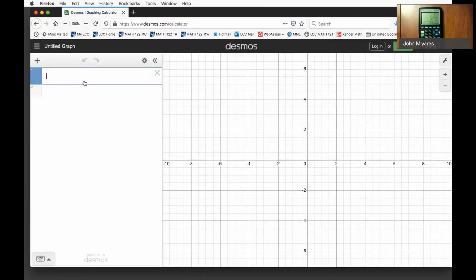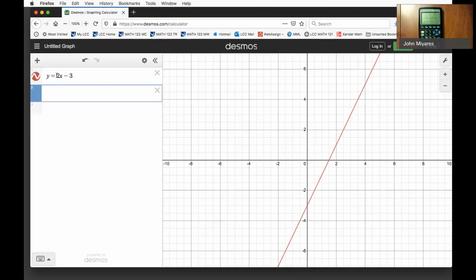Now, finding the solution in Desmos is even easier. So I've opened up Desmos here, and I want to show you all that you need to do. In this case, I'm going to enter my two equations up here. I'll say y equals 2x minus 3 and y equals -3x plus 2.